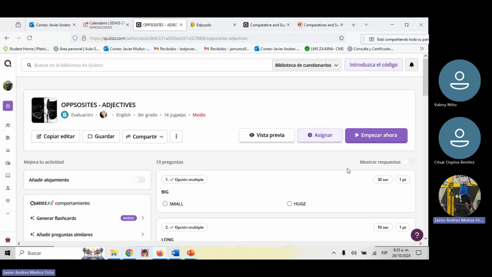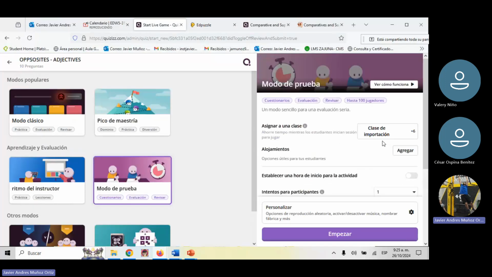So what are we going to do with this exercise? This exercise is similar to those other games I shared with you some minutes ago. You're going to find the opposite adjective of these words. There are only 10 questions. So for example, what's the opposite of big? What's the opposite of long? And so on. So I'm going to share with you the link in quizzes.